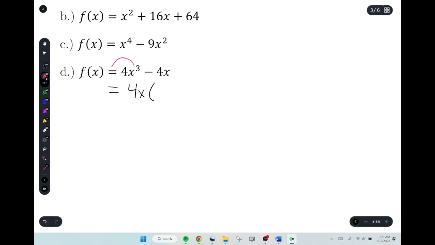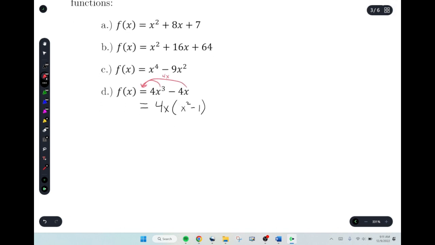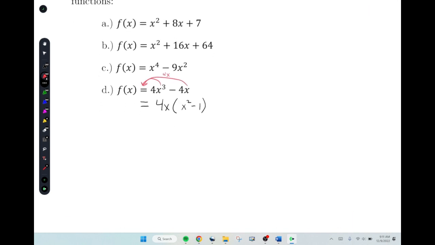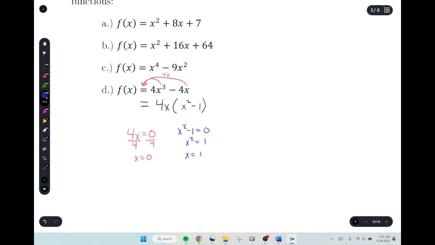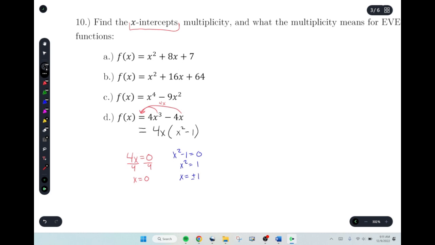This is kind of like reverse distribution, right? We're pulling out the things that are in common, which ended up being 4x. x squared minus 1. So my zeros are... How do I find my zeros? Or my, what are they called, x-intercepts? So what equal to 0? So 4x equals 0 yields me a... x equals 0. And the x squared minus 1 equals 0 yields me a? Equals plus or minus 1. So those are my three x-intercepts? How do I write x-intercepts if it asks for it in that way?